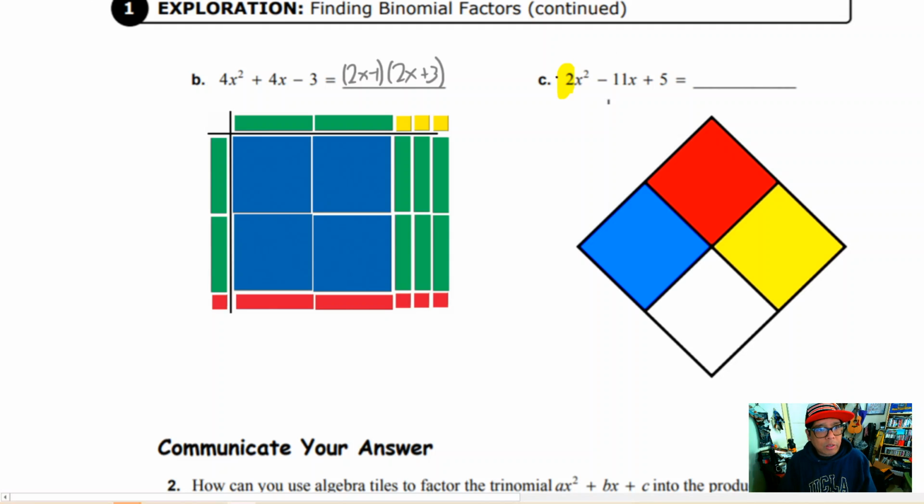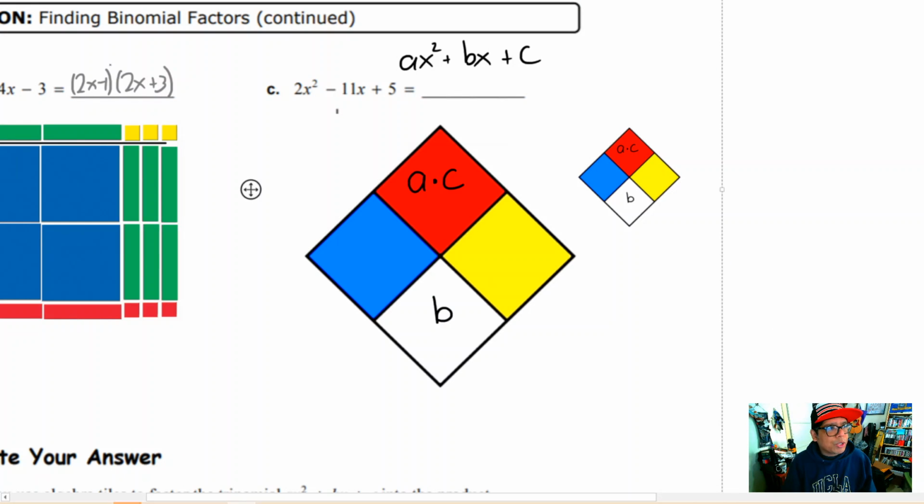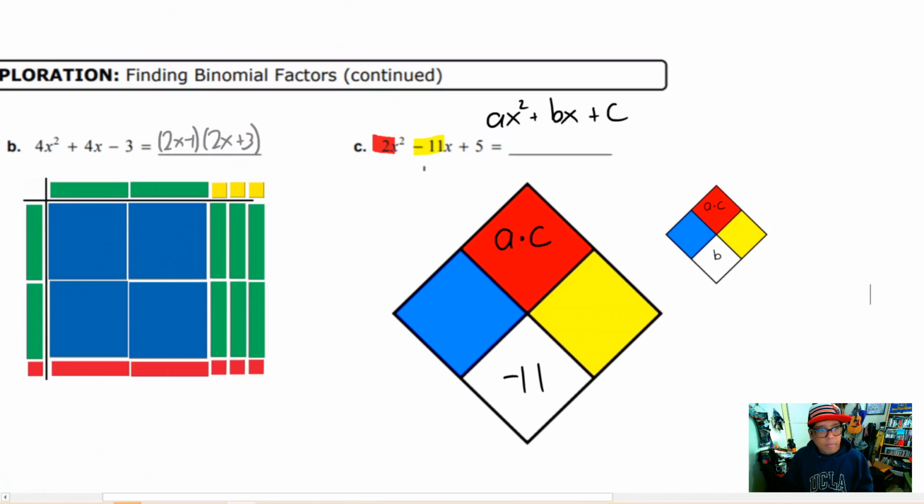So if we take a look at the standard form of a quadratic equation, ax squared plus bx plus c. In the red square, we need to do a multiplied by c, and in the bottom square, we need to put the b term. Looking at this particular problem, I can see that the b term is negative 11. So we're going to replace b with negative 11. I also see that a is 2 and c is 5.